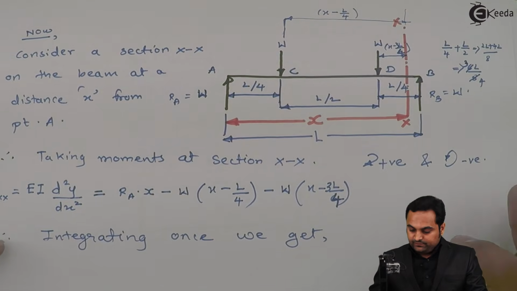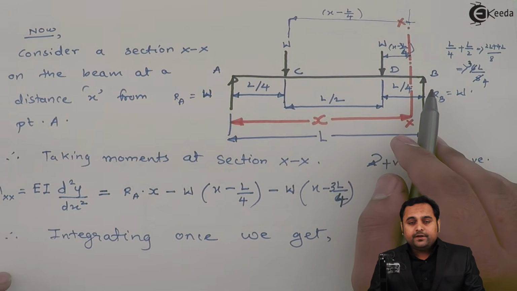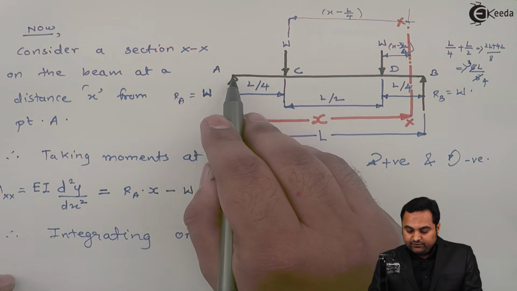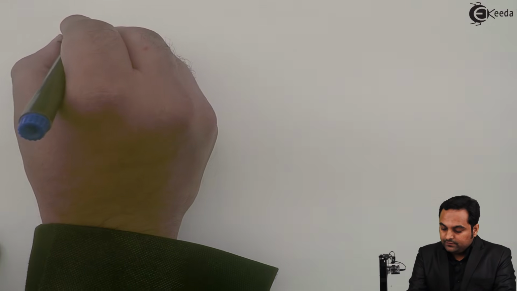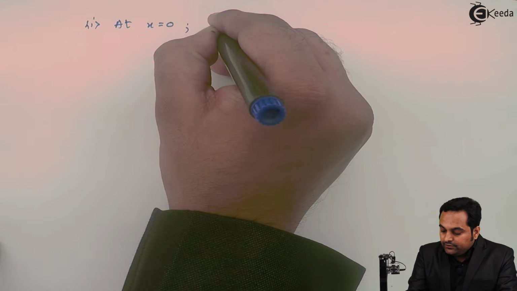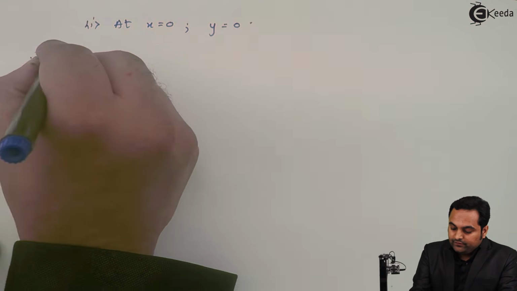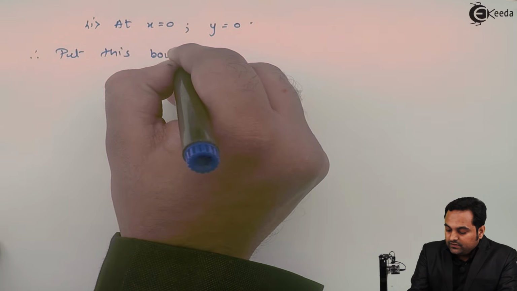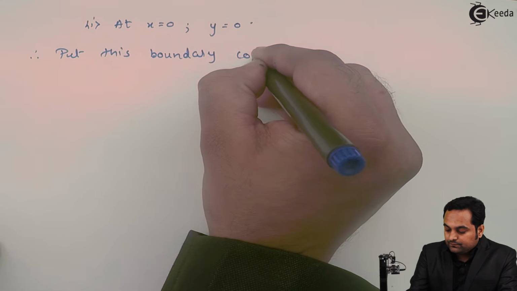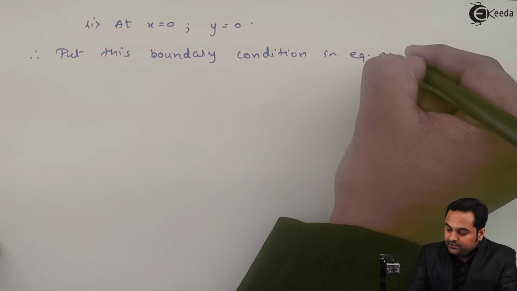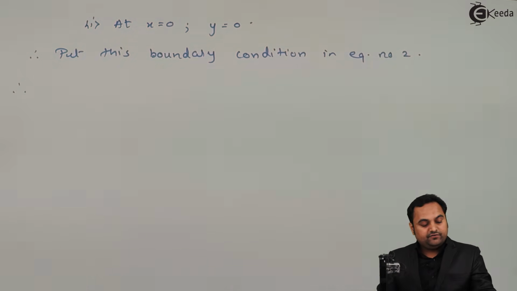When we have the diagram of this simply supported beam, I can say that at point A the deflection is 0 because it is supported here. So the first boundary condition is that at distance x equal to 0, the deflection y is 0. Therefore, put this boundary condition in equation number 2, that is the deflection equation we have got.